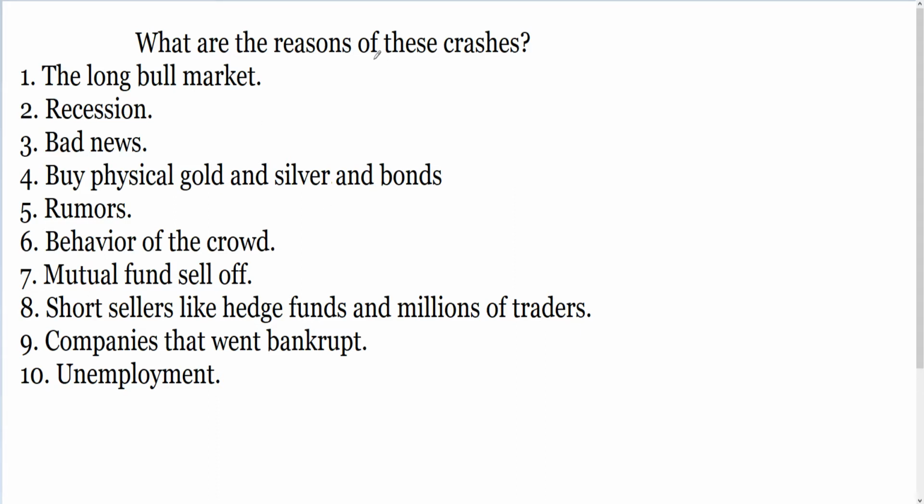So what are the reasons of these crashes? The first reason is the long bull market. Now what does it mean? It means something very simple. If the stock market is going up for many years, there should be a year where it collapses. When it goes down, we call it a correction, or we call it a sell-off.